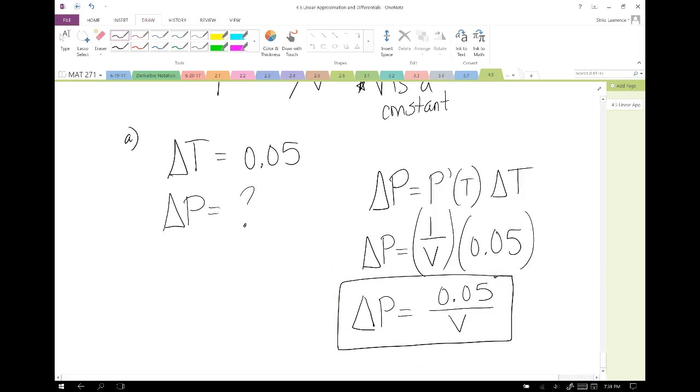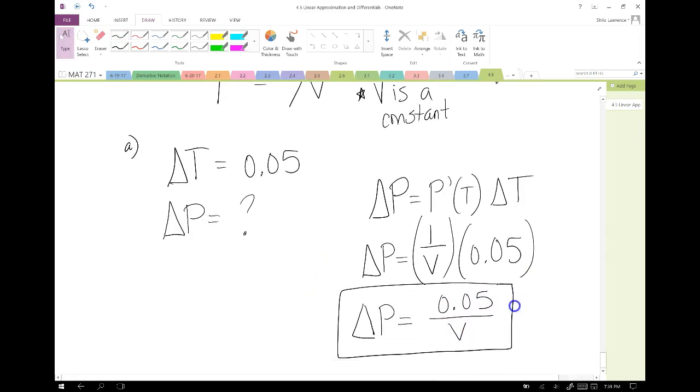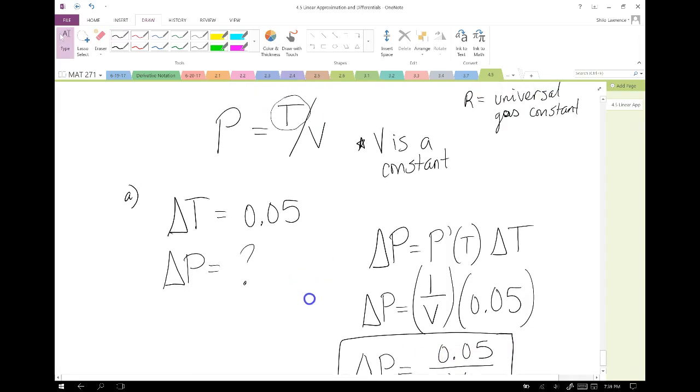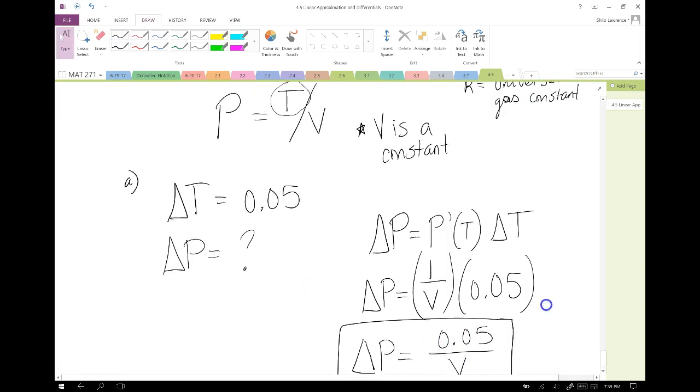So the temperature increased by 0.05 of a degree. That's what this means. Pressure changed by 0.05 over V. Now V is a constant. So if you take any volume and plug it into this formula and plug it into this formula, do you think this new one is going to be bigger or smaller?